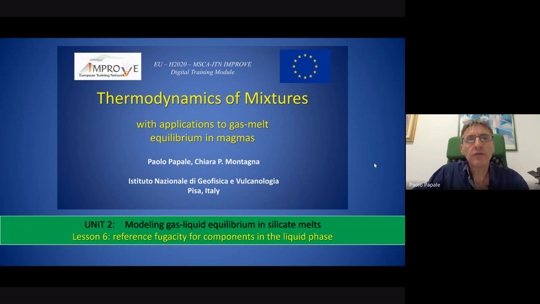In the last lesson 5, we have seen how to describe the fugacity coefficient for a volatile in the gas phase, either pure or as a component in a mixture, such as a mixture of water and carbon dioxide. To do that, we need an equation of state for the real behavior of the gas phase, covering from zero pressure, where the gas phase behaves ideally, to the pressure of interest.